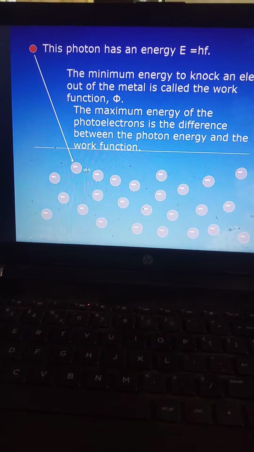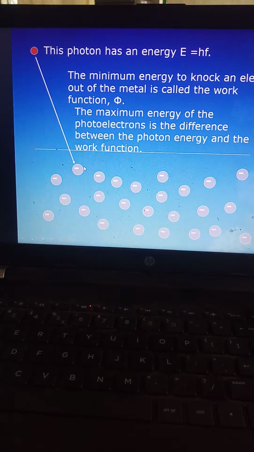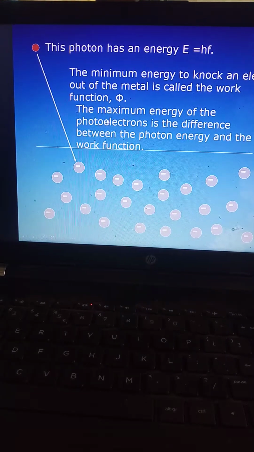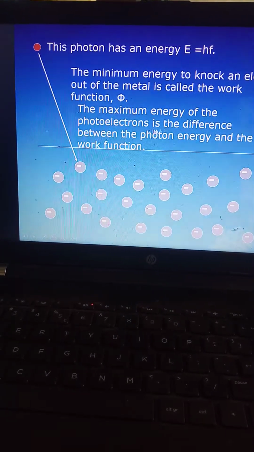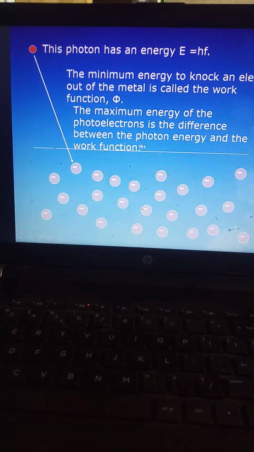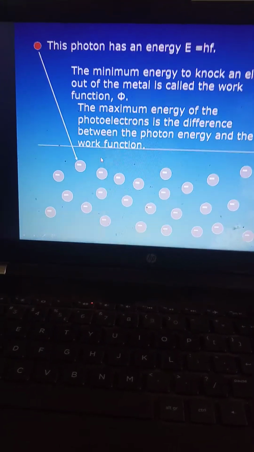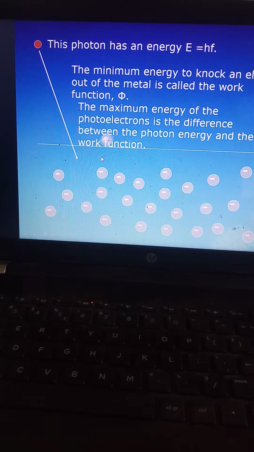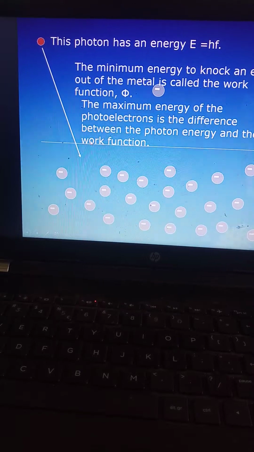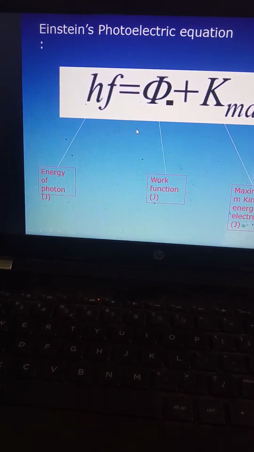Depending on the position where it is, it will have maximum kinetic energy. The maximum energy of the photoelectron is the difference between the photon energy and the work function. Photon energy minus the work function, then you will get the kinetic energy.